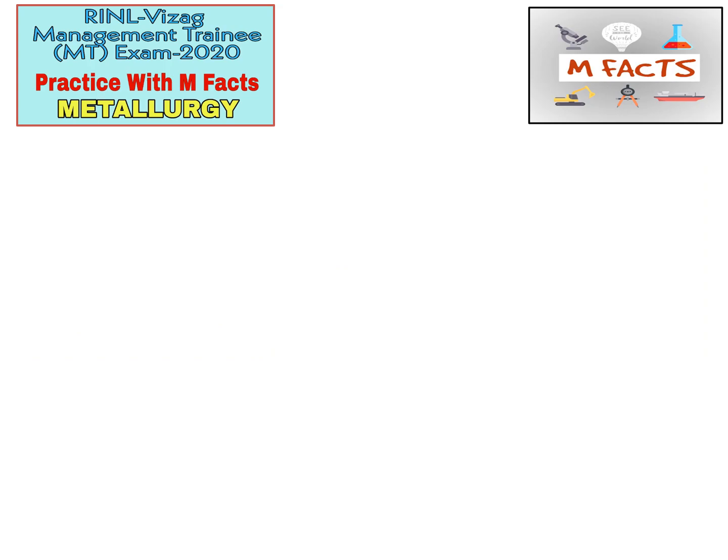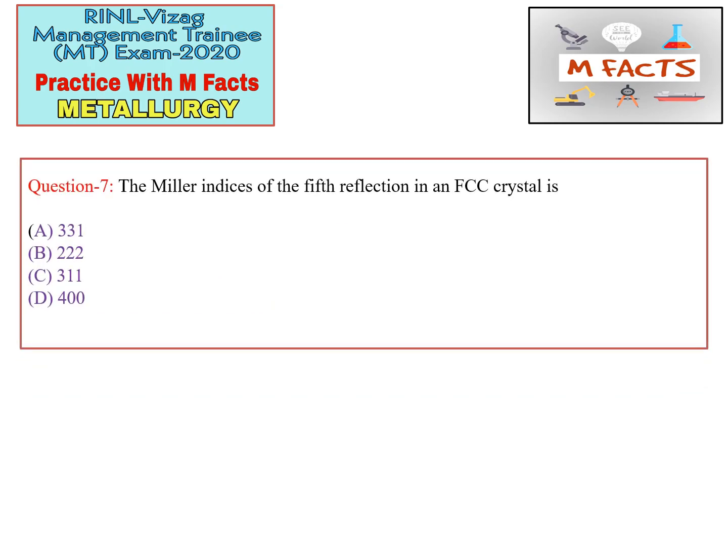The next question is the Miller indices of the fifth reflection in FCC crystal structure. In the first video, I already told about the diamond cubic, and in this question we have chosen the fifth reflection in an FCC crystal structure. Why are we choosing this type of question? Because from this question we can remind ourselves of the extinction rules for reflection, and this is where we make silly mistakes. That's why we choose this type of question again and again. However, this is a very easy question.